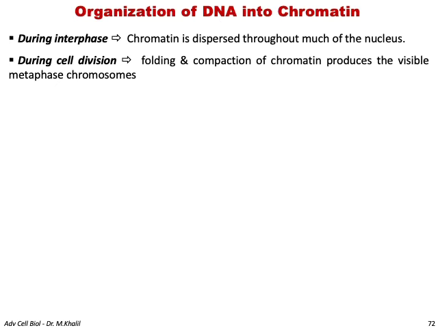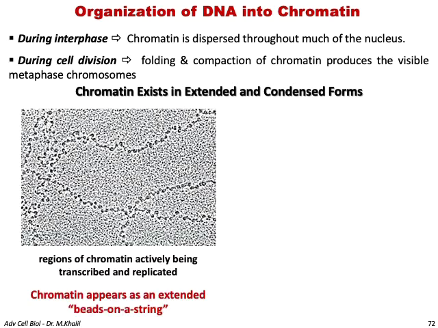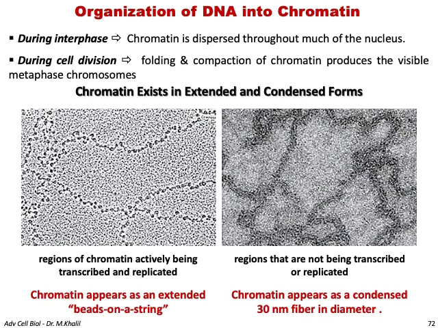During interphase, chromatin is dispersed through much of the nucleus. During cell division, folding and compaction of chromatin produce the visible metaphase chromosome. So chromatin exists in extended and condensed forms. You can see here the figure shows a region of the chromatin actively being transcribed and replicated because it's loose chromatin, it's not condensed. So here chromatin appears as extended beads on a string, while in this case the regions that are not being transcribed or replicated look like a thicker structure due to condensation, and here the chromatin appears as a condensed 30 nanometer fiber in diameter.